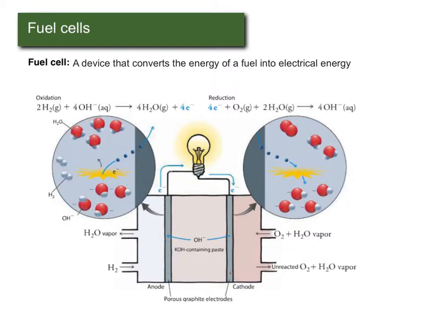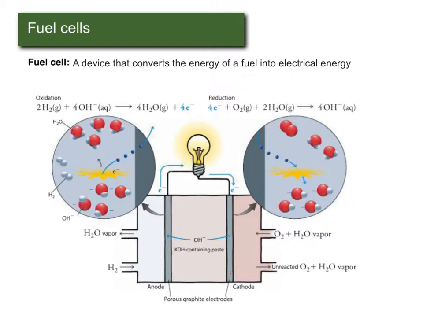So there's been a lot of talk about figuring out how to harness that power to make vehicles run and things like that. So what's happening here, again, is an oxidation and a reduction. At the anode side of our fuel cell, which is over here on the left, we have hydrogen coming in, and then we have that being oxidized when it reacts with hydroxide that's in the paste in the middle of our fuel cell.